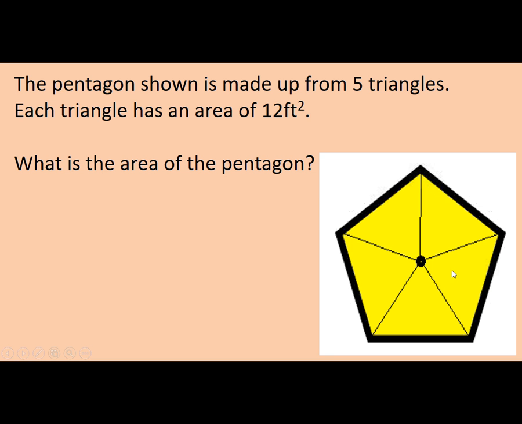Okay, for this problem, this pentagon is made up of 5 triangles that are all the same size. Each one has an area of 12 square feet. So what's the area of the entire pentagon? Well, this one should be pretty easy. We're just going to take 5 triangles times 12 each, and we'll get 60 square feet.